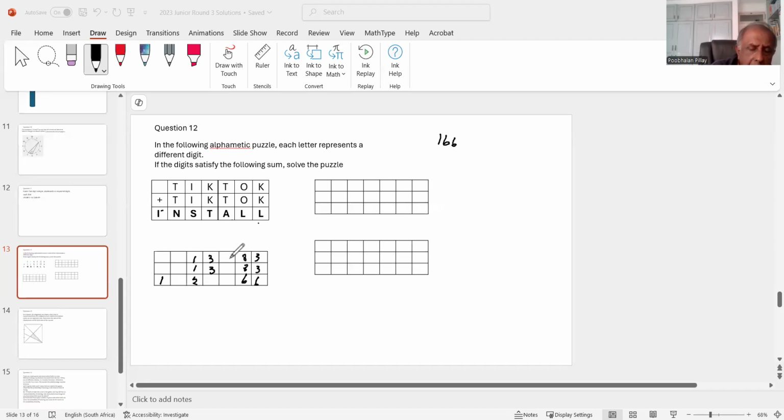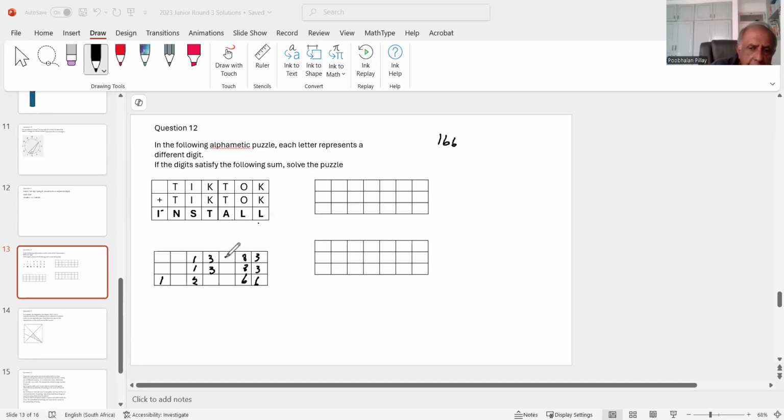Already got 1, 2, 3. If I put 4 here, then 8 plus 8 is 16, carrying 1. 4 plus 4 is 8, is 9. 3 plus 3 is 6, which contradicts that. So I can't put 4 here. 5, the same thing. 8 plus 8 is 16. If I put 5, then 5 plus 5 is 10, carrying 1, 11. And I'll have a 1 here, which is no good.